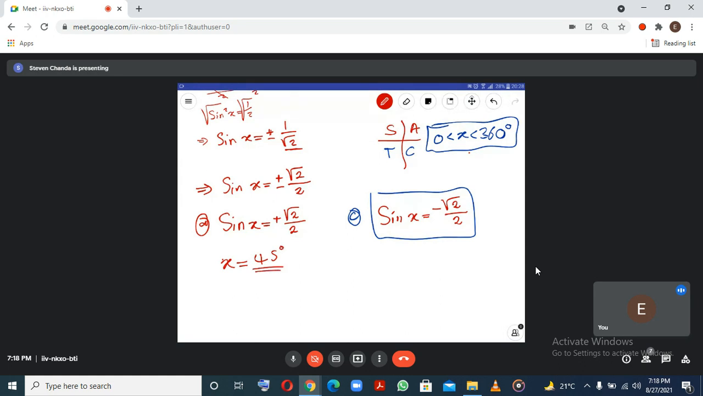So that's an answer because it's positive and it's in the first quadrant. Then what do we do? We try now to find an answer which is in the second quadrant. How do we find something in the second quadrant? In the second quadrant, we take the answer we found and subtract it from 180. That's going to be what? 135.